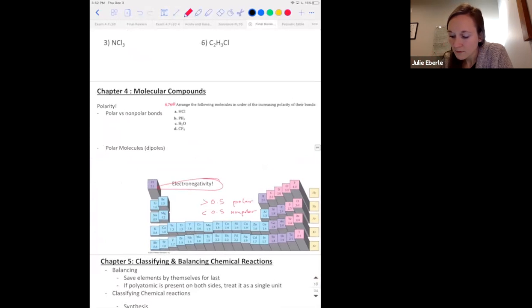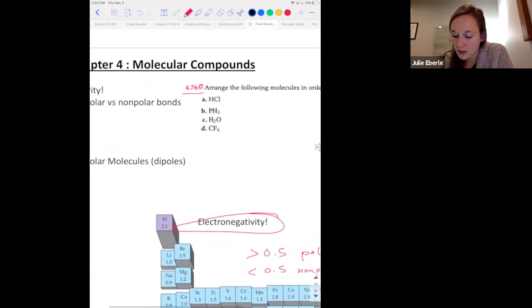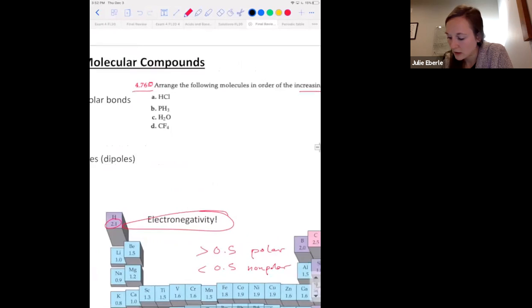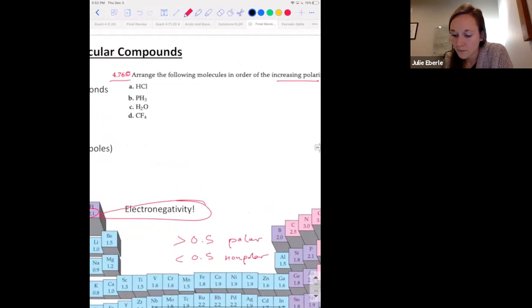All right. So here's a good problem. Arrange the following molecules in order of increasing polarity. We're going to start with the least polar, the smallest electronegativity difference, and we're going to order them to the most polar. So HCl, so we need to find hydrogen and chlorine. Hydrogen has a value of 2.1, chlorine is 3.0. So we'll do the highest minus the lowest, 3.0 minus 2.1, and we get a difference of 0.9. So we'll hang on to that. We'll come back to that in a second.